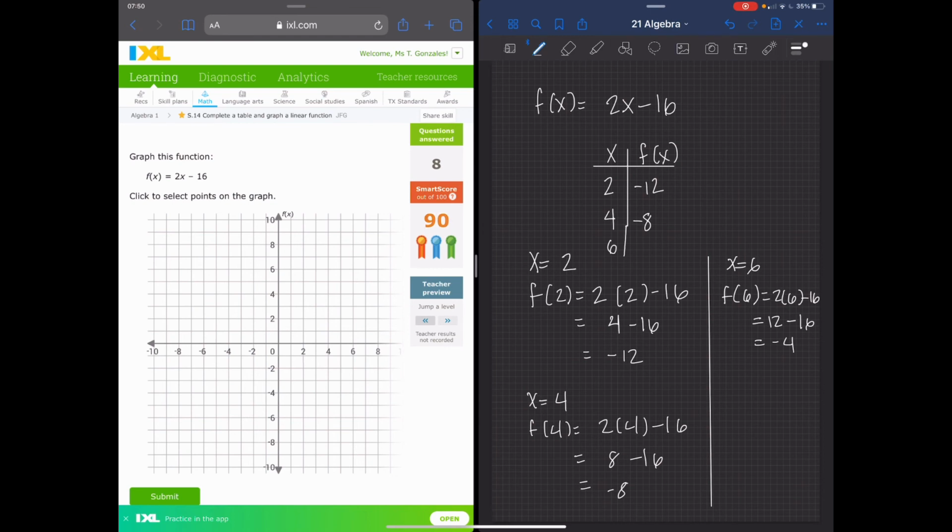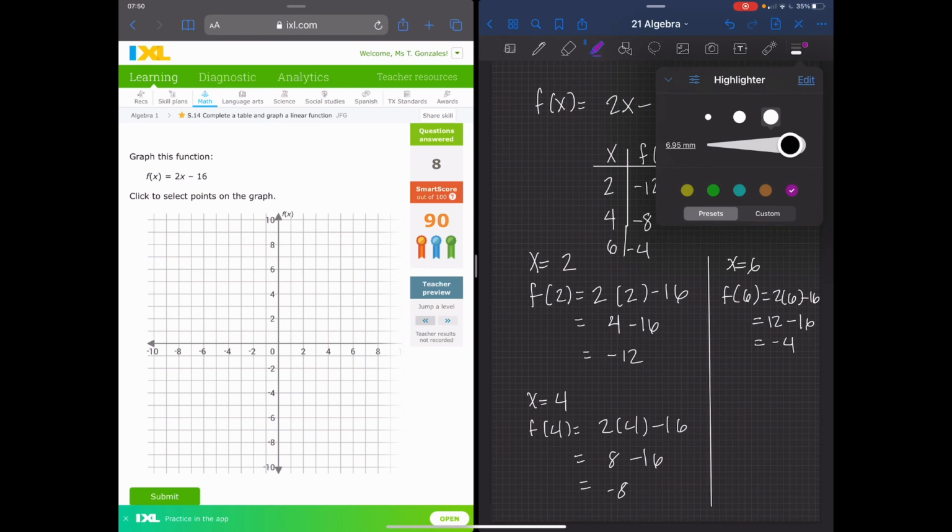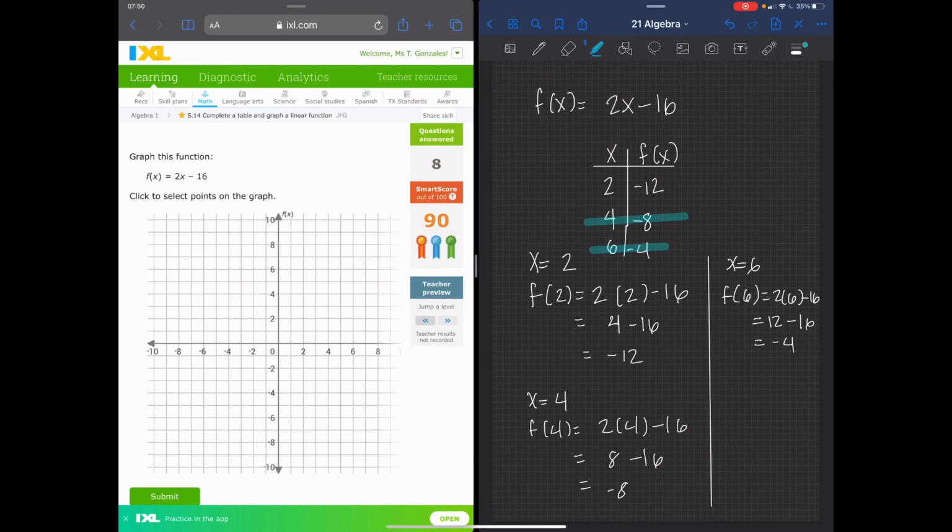So for 6, I get negative 4. The 2 points that I am going to graph are going to be 4 and negative 8 and 6 and negative 4. So I get 4, negative 8, 6, negative 4, and submit. So this is not asking you to submit a table.